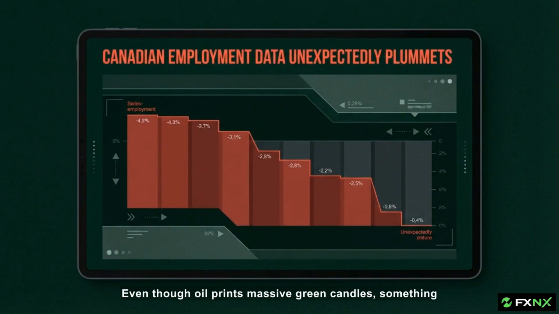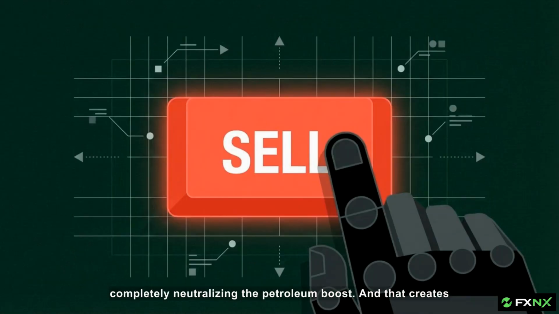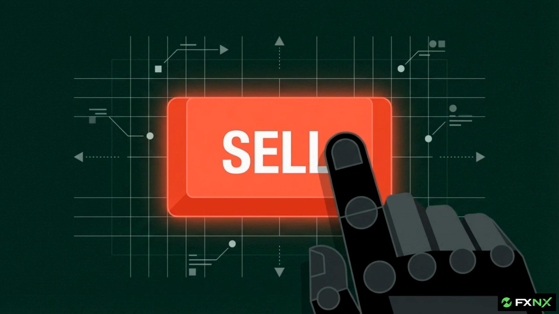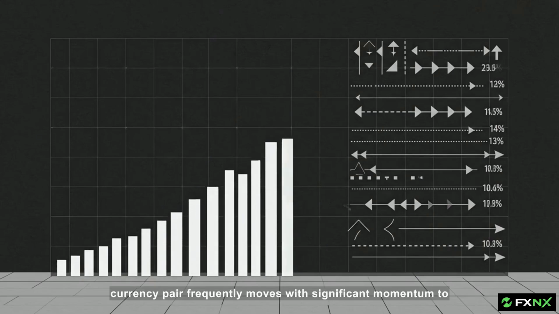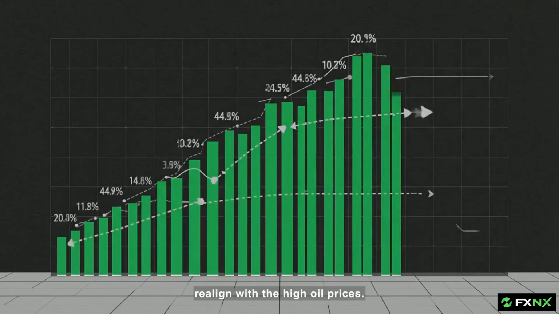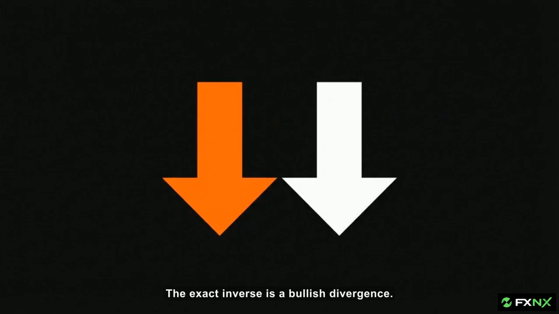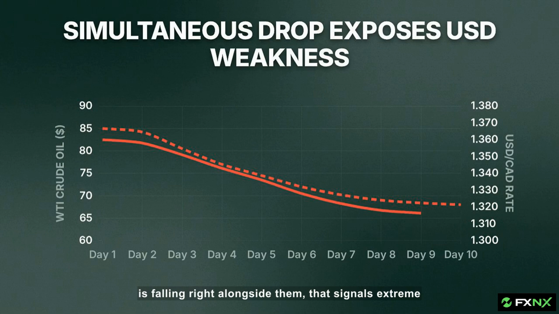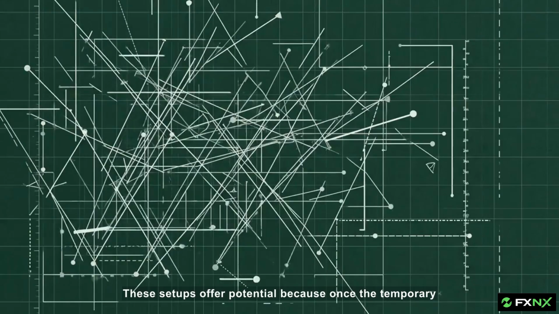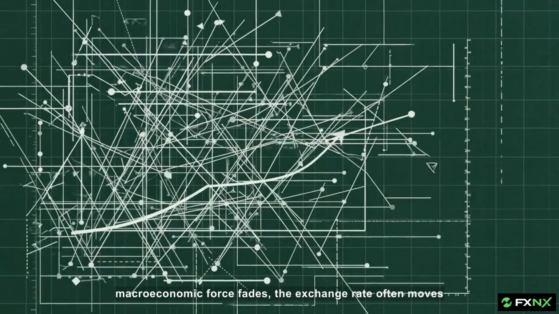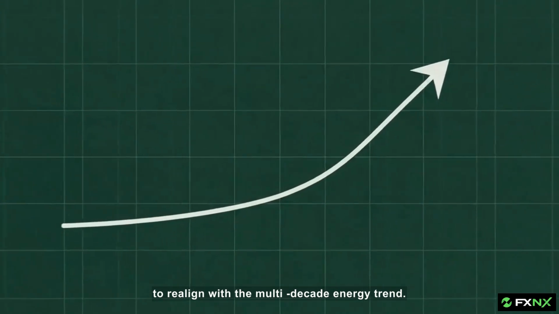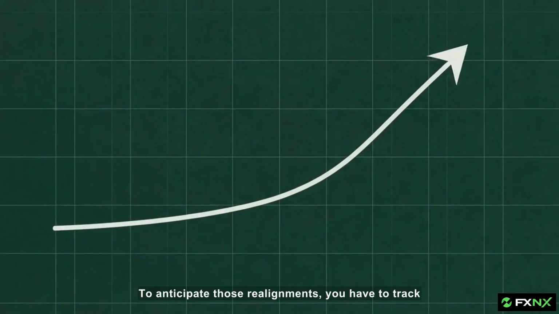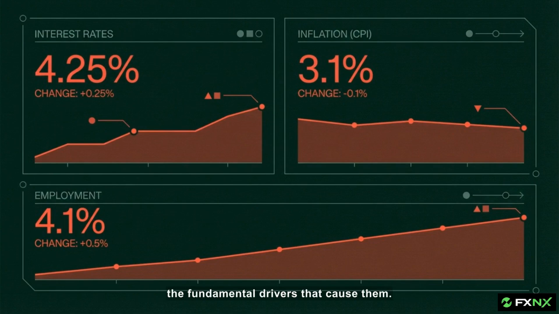Even though oil prints massive green candles, something else is actively dragging the Canadian economy down, completely neutralizing the petroleum boost. And that creates your opportunity. When that temporary drag finally clears out, the currency pair frequently moves with significant momentum to realign with the high oil prices. The exact inverse is a bullish divergence. If oil prices are plummeting, but USD-CAD is falling right alongside them, that signals extreme structural weakness in the US dollar. These setups offer potential because once the temporary macroeconomic force fades, the exchange rate often moves to realign with the multi-decade energy trend.